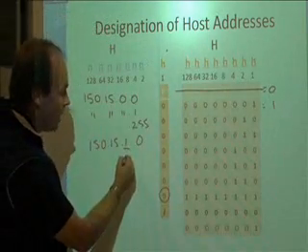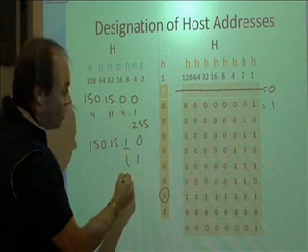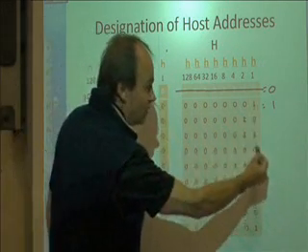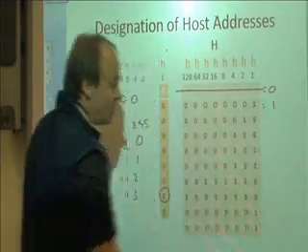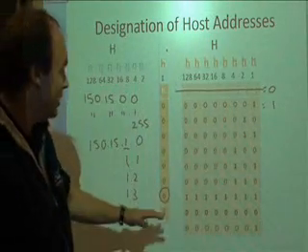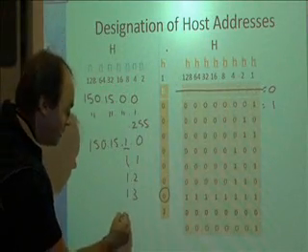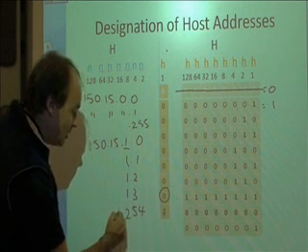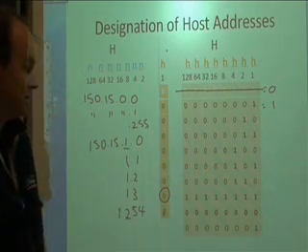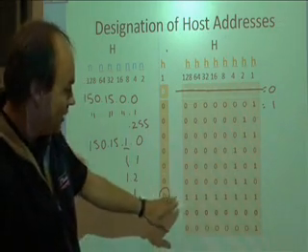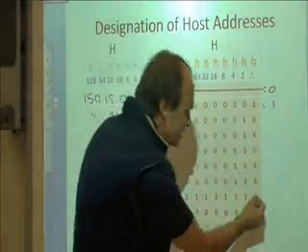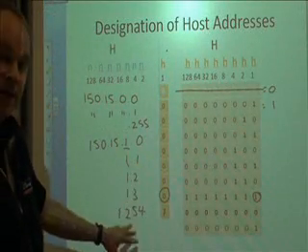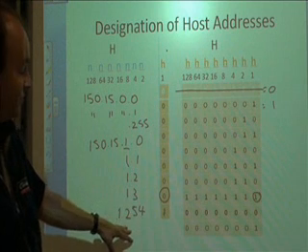So then it goes 1.1, 1.2, 1.3 as we go through here. 1.3, 1.4, 1.5, all the way up to 1.254. So when we get to 1.254, we've nearly reached broadcast. Let's just be saying there's a 1 here, all these are 1s except that's a 0. So that's the last possible address in our subnet 0, our first subnet.